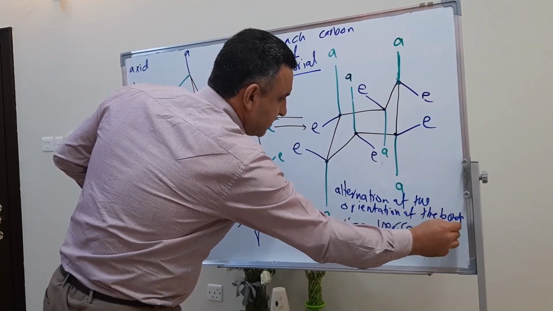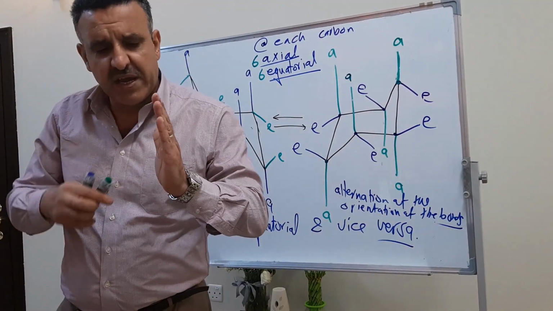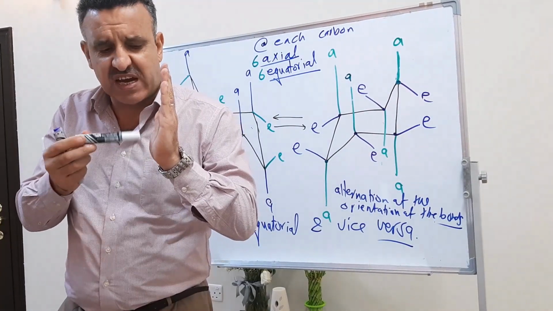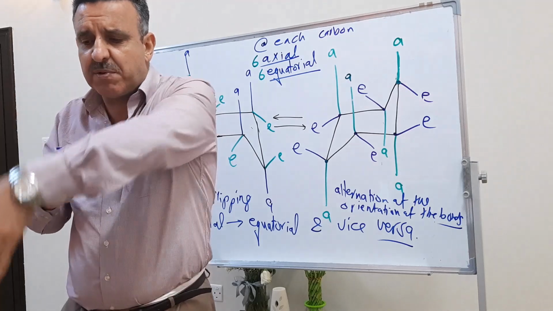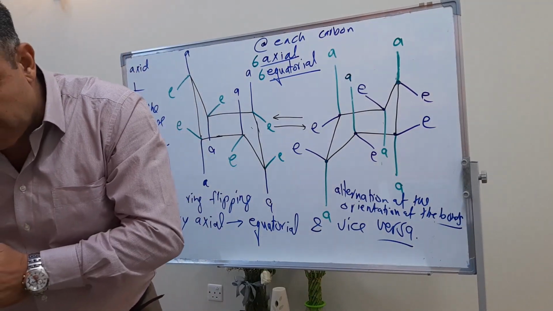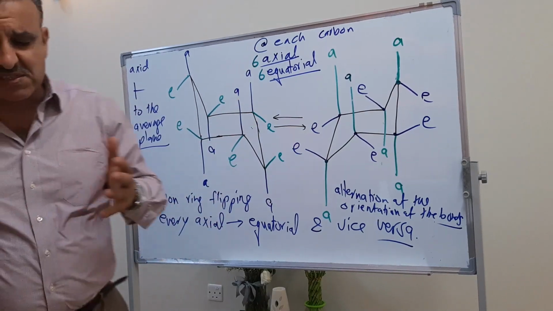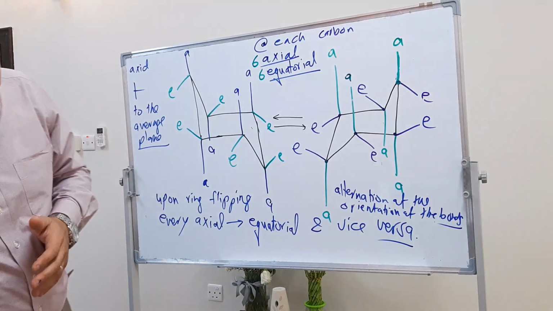Do you follow me, guys? So the axial on the first carbon is above the plane, on the next carbon it must be below, the next carbon will be above, and so on and so forth. So these are the most important aspects regarding cyclohexane.